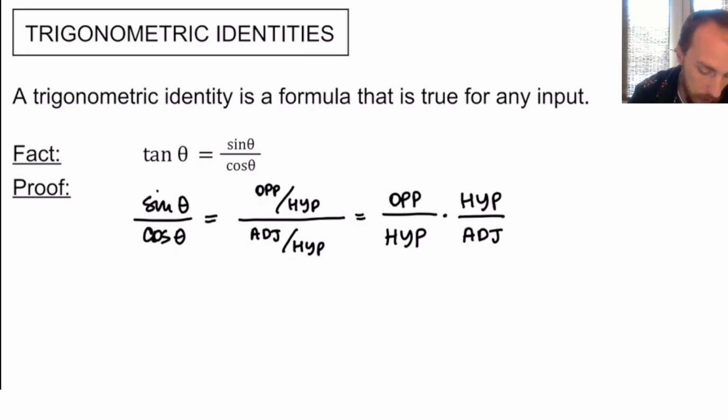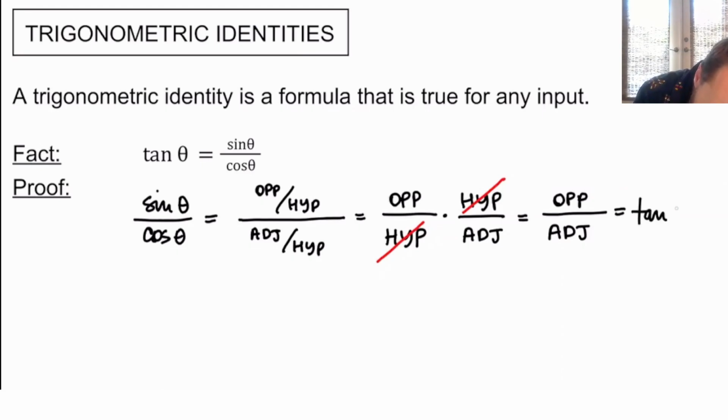Then I'm going to notice, oh, hey, I can cancel off the hypotenuses, right? So I'm going to do that. And then what I'll be left with is opposite over adjacent. Now, the thing about opposite over adjacent is we already know that that's equal to tangent theta. So I'm going to say, all right, that's equal to tangent theta. And that's why sine theta over cosine theta equals tangent theta, and we'll see that that'll be pretty useful for us in this class and also in the next class.